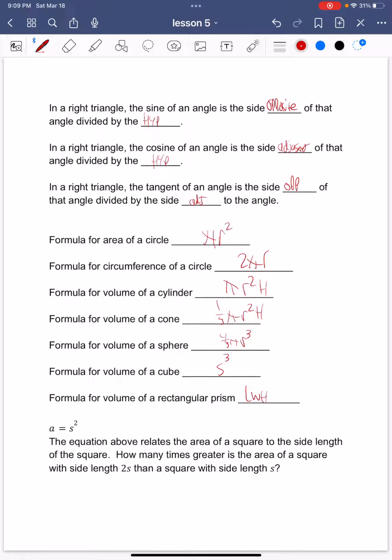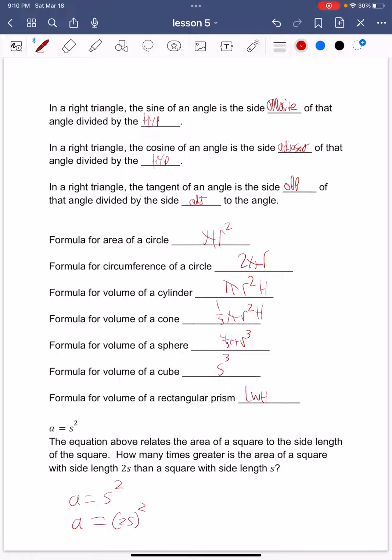A equals s squared. The equation above relates the area of a square to the side length of the square. How many times greater is the area of a square with side length 2s than a square with side length s? So here we simply plug in 2s into both equations. So we have A equals s squared, where we plug in 2s for one and s for the other, versus area equals (2s) squared.